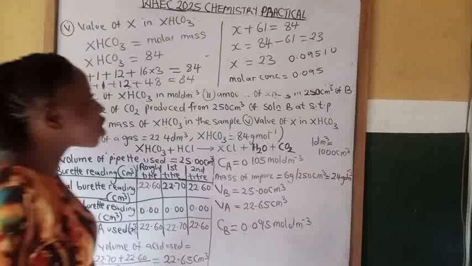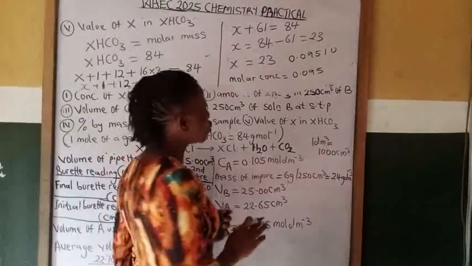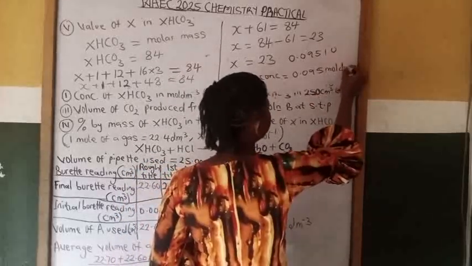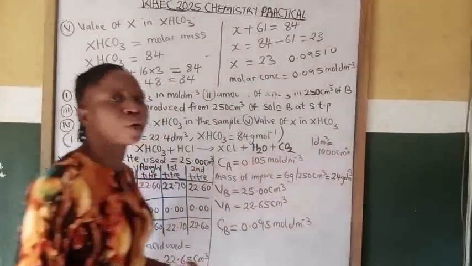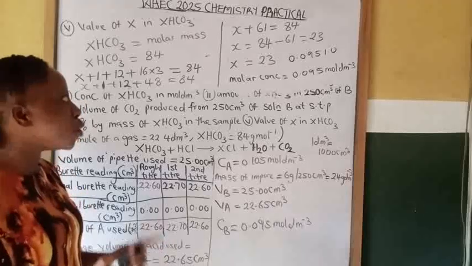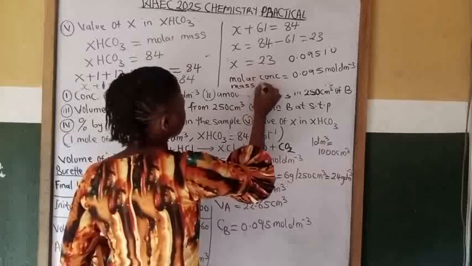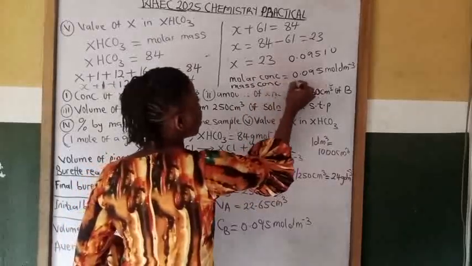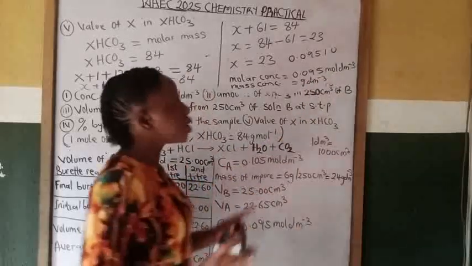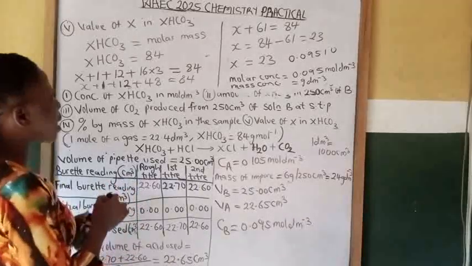So make sure that your molar concentration is in 3 or 2 significant figures. Anything molar concentration must be in mole per dm cube. Don't forget, your molar concentration must be in mole per dm cube. Your mass concentration must be in gram per dm cube. Then your molar mass must be in gram per mole.